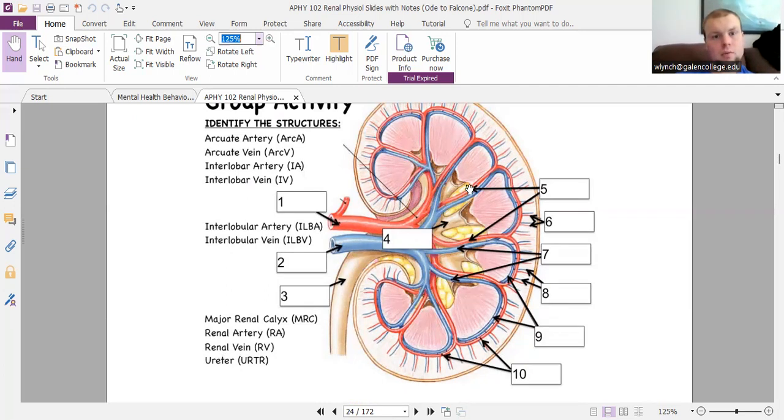5, this is going to be an interlobar artery. 6, these are going to be interlobular arteries and interlobular veins. 7, interlobar veins. 8, interlobular veins. 9, we have arcuate veins. 10, we have arcuate arteries. Okay, so we're looking at the blood flow moving through here.